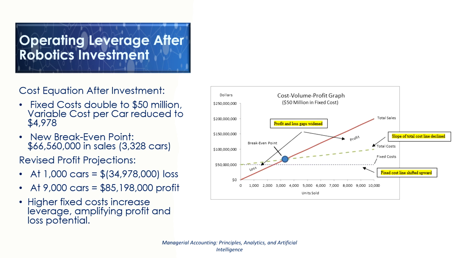However, you might notice that the gap between the total sales line and the total cost line has widened. That widening of the gap demonstrates that our potential for even larger profits has increased with the investment in operating leverage. However, the gap has also increased below the break-even line, meaning our potential for loss has increased as well. Higher fixed costs increase leverage. They amplify profit, but also loss potential.